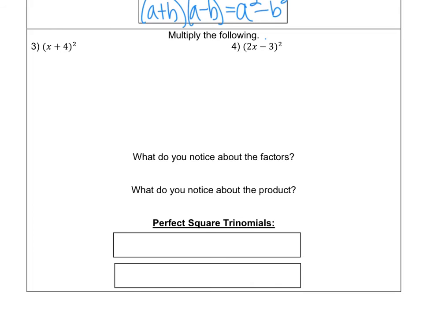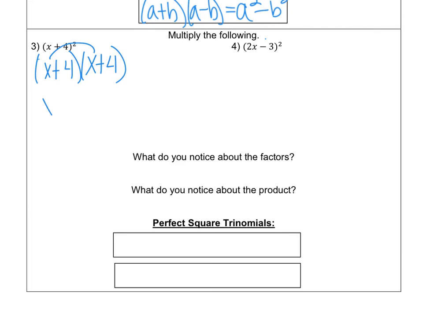Okay, so now let's look at these two problems. So now I've got x plus 4 squared. So let's go ahead and multiply this out. One of the most common mistakes I see is kids try to just distribute out this exponent, and we cannot do that because this is a binomial. X plus 4 squared is really x plus 4 times x plus 4. Because I'm raising that whole binomial to the second power, that means I've got two of them. So now we could go ahead and multiply this out.